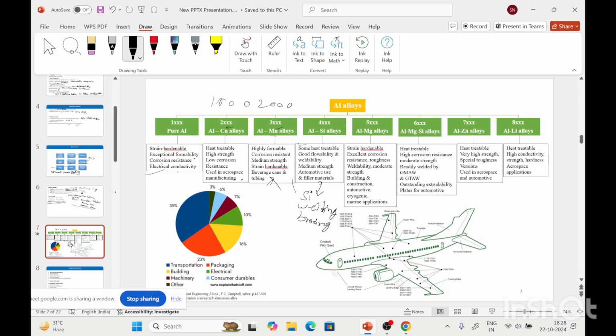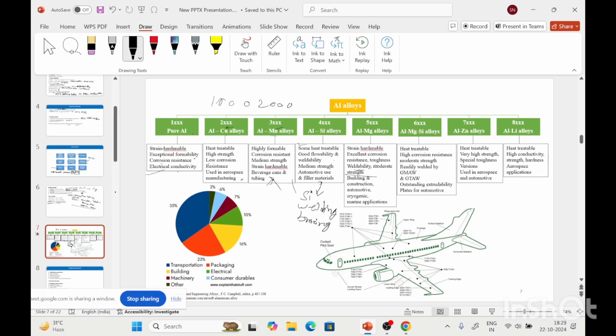Next are the 5000 series alloys, which are the aluminum-magnesium alloys. These alloys are strain hardenable, with excellent corrosion resistance, high toughness, good weldability, and moderate strength. They are generally used in building, construction, automotive, cryogenic and marine applications.